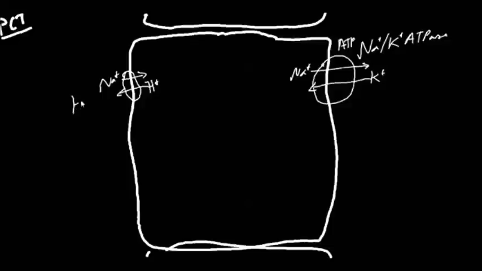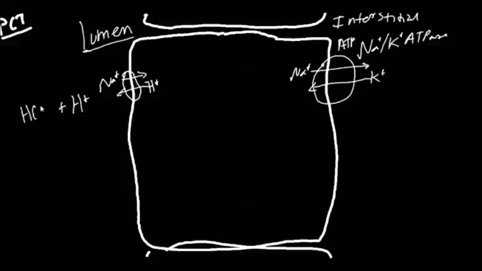Now that hydrogen ion is out in the lumen. Here's our lumen. Here is our interstitial space. So the interstitial space will get reabsorbed into the bloodstream. Anything that's in the lumen will go out in the excretion, so in the urine. In the meantime, our sodium is coming into the cell and our hydrogen is getting out of the cell. Our hydrogen is going to combine with bicarbonate.